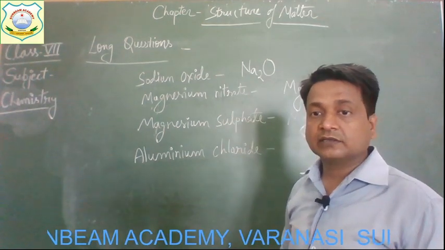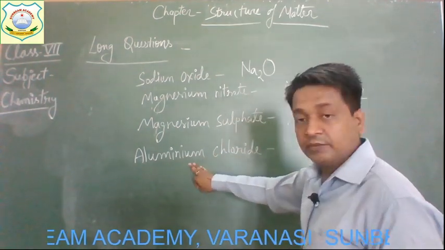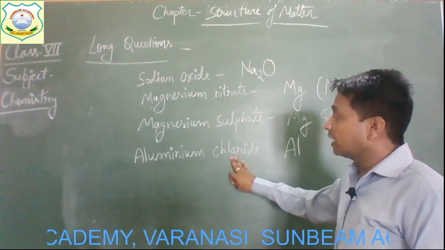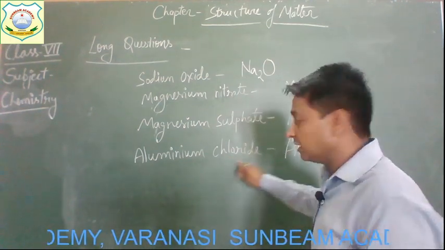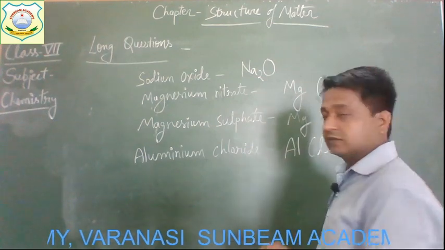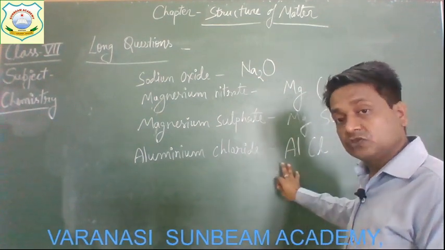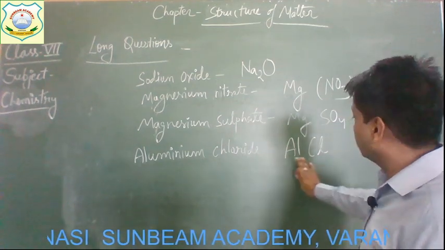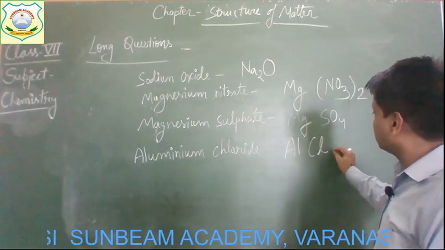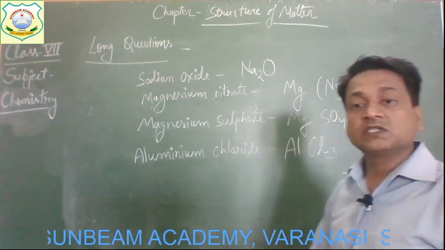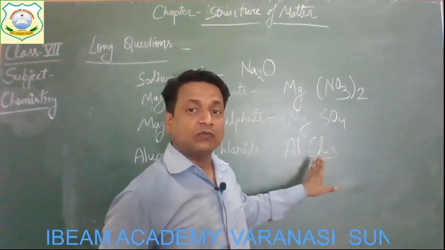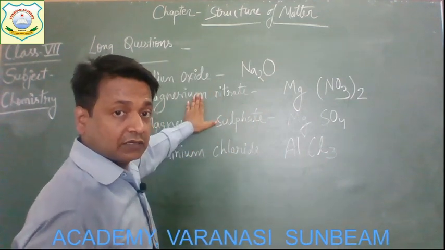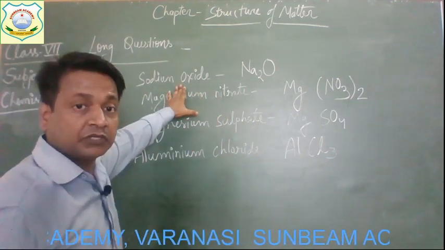Aluminium chloride. The symbol of aluminium is Al and the chloride, that is Cl. Okay, valency of aluminium is 3, whereas the valency of chlorine is 1. So we will write AlCl3. So this will be the formula of aluminium chloride. Understood, children? So just once again I am going to repeat.